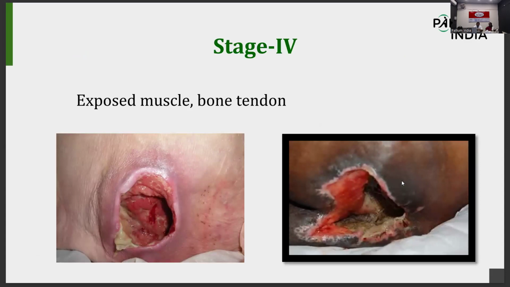Next one is stage 4. It has exposed muscle, bone, or tendon. Up to this point we studied previously. In stage 4, the exposed muscle, bone, or tendon is fully visible. Sometimes we can see the bones or the internal muscles.